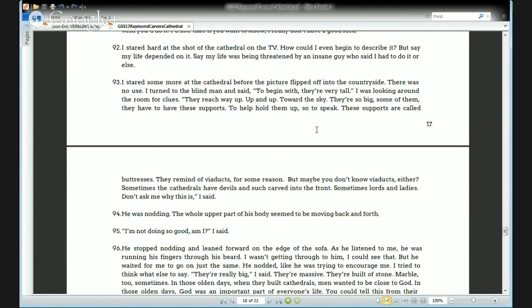I turned to the blind man and said, To begin with, they are very tall. I was looking around the room for clues. They reach way up and up, toward the sky. They are so big, some of them, they have to have these supports to help hold them up, so to speak. These supports are called buttresses. They remind me of viaducts for some reason, but maybe you don't know viaducts either. Sometimes the cathedrals have devils and such carved into the front. Sometimes lords and ladies. Don't ask me why this is, I said.